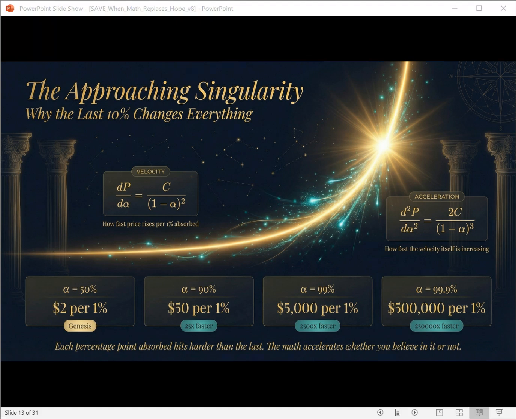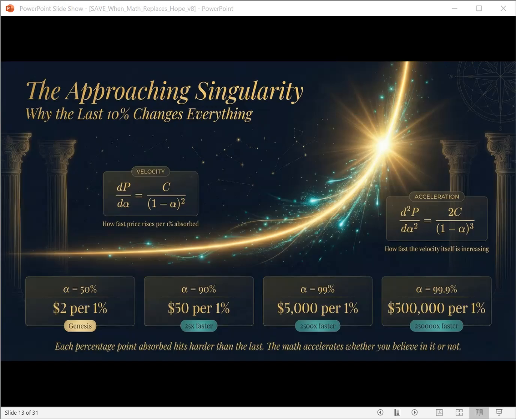The equation P equals C divided by 1 minus alpha is a hyperbola. It starts gently and then curves upwards with increasing values. At alpha equal to 50%, Genesis, the multiplier is 2. If you just put that formula, alpha equal to 0.5, you get 2. At alpha equal to 90%, it is 10x. At alpha equal to 99%, it is 100x. At alpha equal to 99.9%, it is 1000x. So as you can see, it grows dramatically.